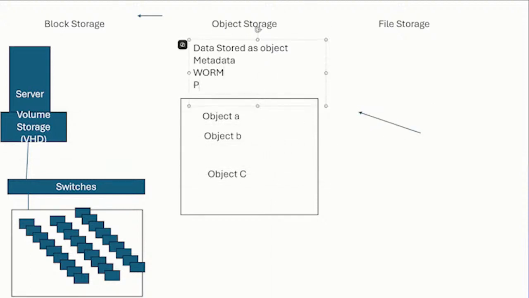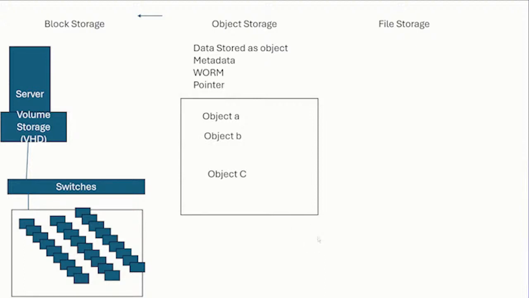And there will be a pointer to the data, much like in a database. So there'll be a pointer that says, to reach object A, go here. To reach object B, go here. To reach object C, go here. But object storage, widely used: big data, backup, archival purposes. Now, what brings us to file storage?